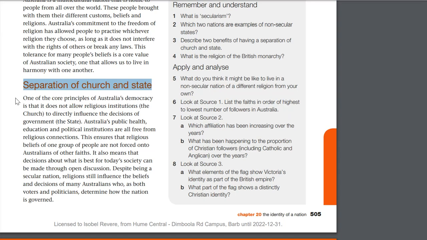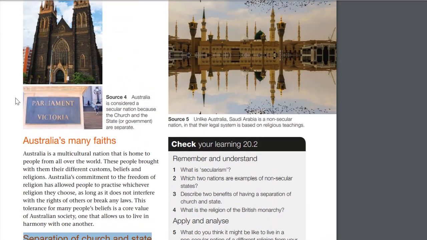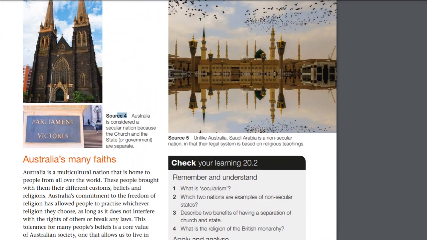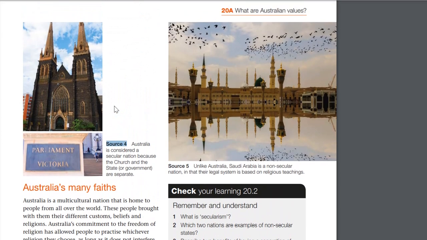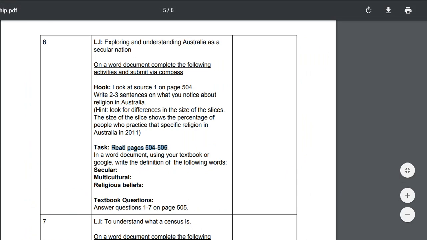Despite being a secular nation, religions still influence the beliefs and decisions of many Australians, who, as both voters and politicians, determine how the nation is governed. So then we've got source 4 here. Let's just have a read of that. Australia is considered a secular nation because the church and the state, or government, are separate. And source 5. Unlike Australia, Saudi Arabia is a non-secular nation in that their legal system is based on specific religious teachings.